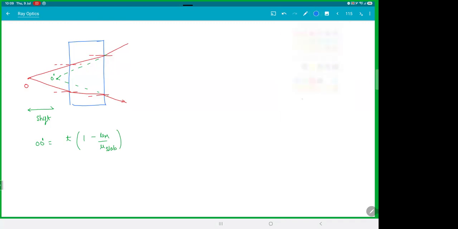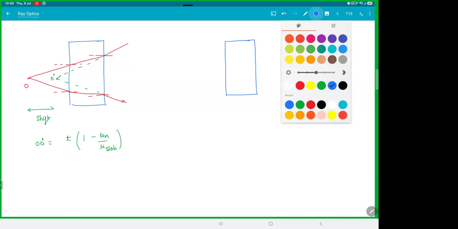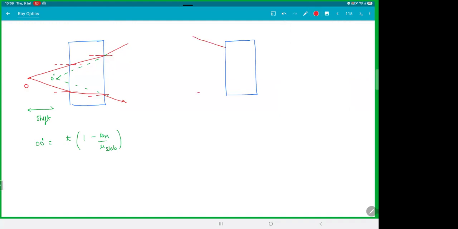What if the light rays are forming a virtual object? Meaning, let's say this is the slab. The light rays are coming like this. They're meeting after the slab, meaning the light rays would have gone here and they would have met here. So it's a virtual object there. Again, the same thing. So when they do refract, they would go like this. They would actually meet somewhere here, O dash. This is the shift.